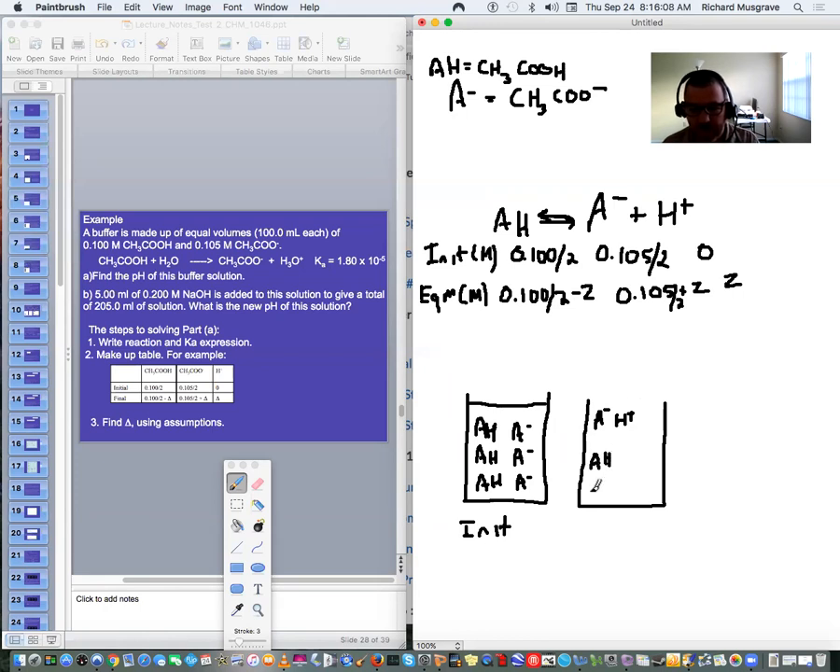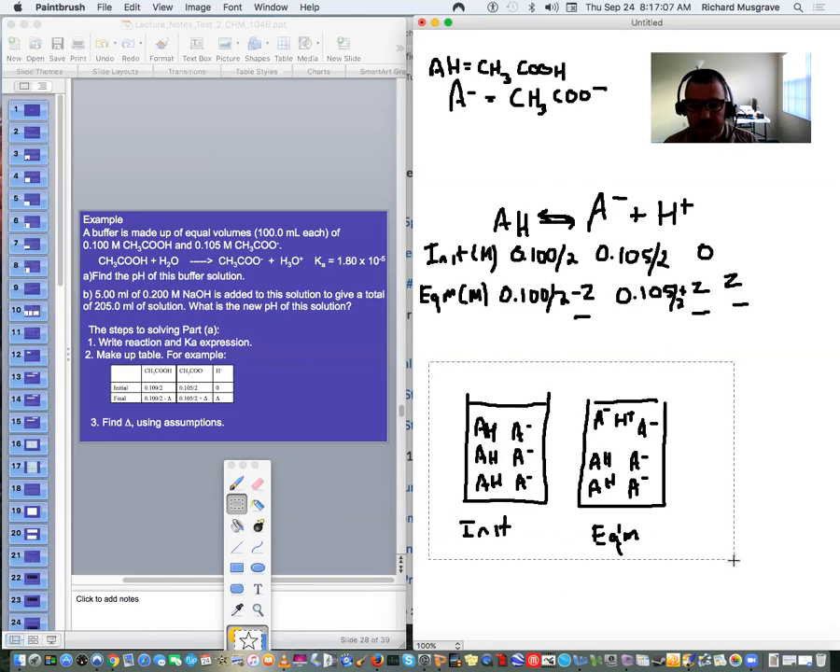So you'll notice that we're going to lose some of the AH, and we're going to gain a little bit of A minus. For every AH we lose, we gain an A minus. So that's why it's minus Z on the AH, then plus Z on the A minus and Z on the H plus. So if we lost, say, 15 AHs, we'd gain 15 A minuses and gain 15 H pluses. Does anybody have any questions about this? That's where the minus Z and the plus Z's come into play. I can't believe nobody has any questions about it. All right.